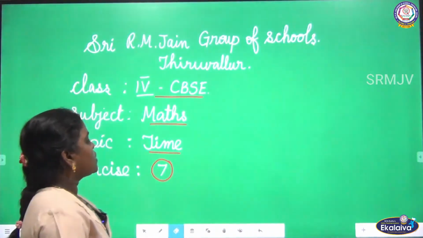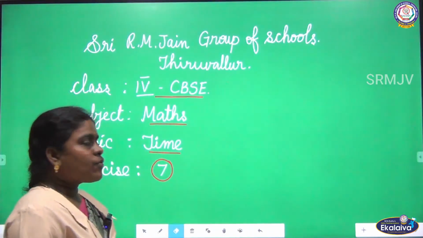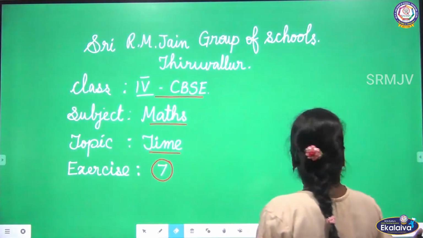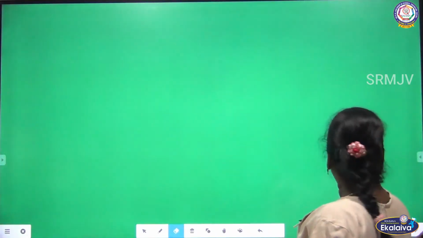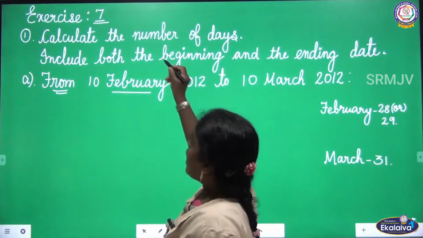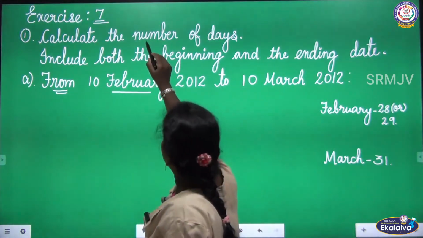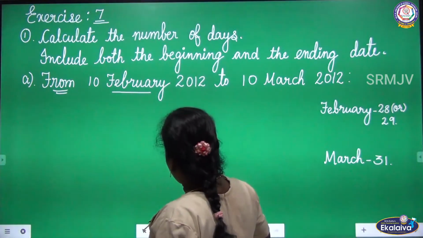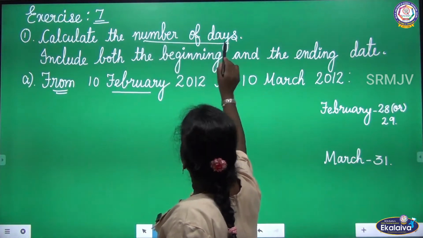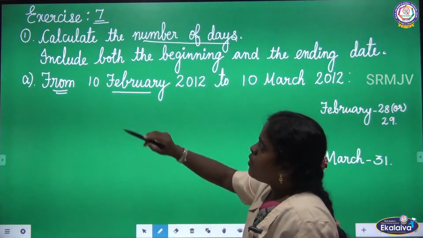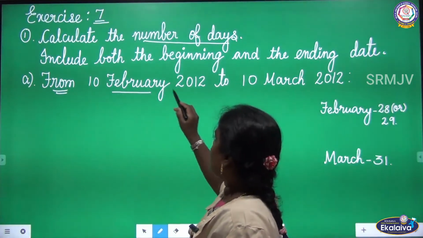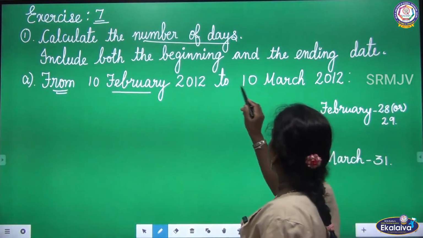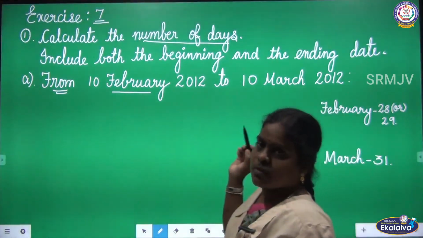Children, today we are going to learn exercise 7 from the chapter Time. In this exercise, we are going to learn how to find out the number of days between the given time. So look at the first question. From 10 February 2012 to 10 March 2012.